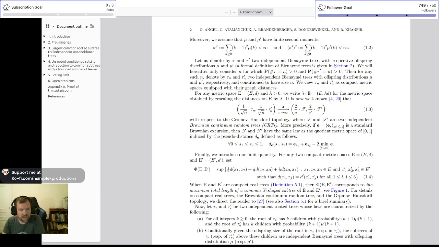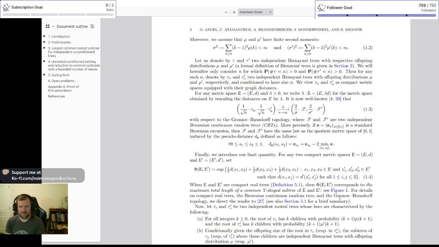Let's denote by tau and tau prime two independent Bienaymé trees with respective offspring distributions mu and mu prime. Formal definition of Bienaymé trees is given in section 2. Good. We'll hereafter only consider n for which P of the number of vertices of tau equals n is greater than 0, and P of the number of vertices of tau prime equals n is greater than 0. Then for any such n, denote by tau n and tau n prime two independent Bienaymé trees with offspring distributions mu and mu prime respectively, conditioned to have size n.